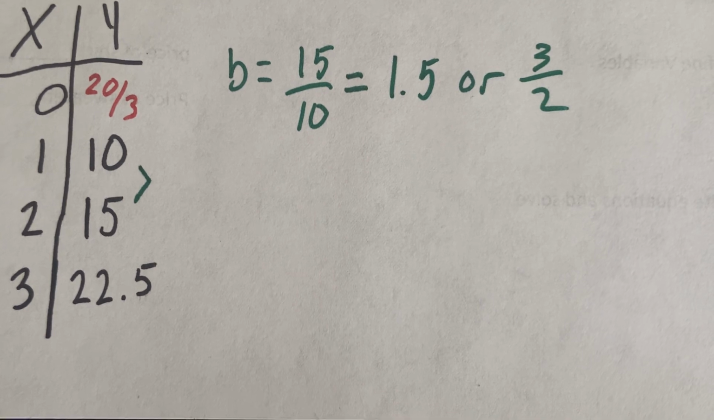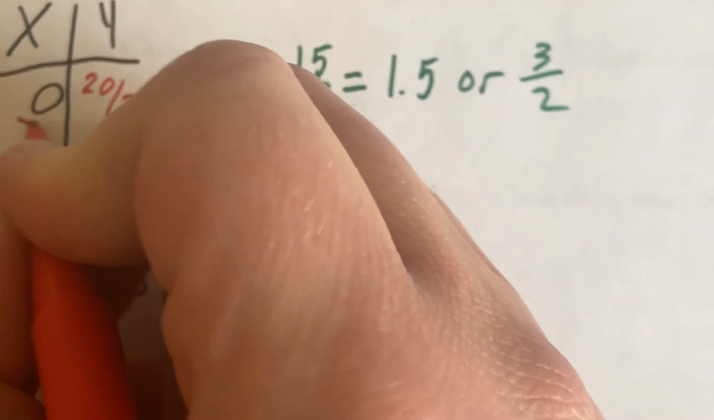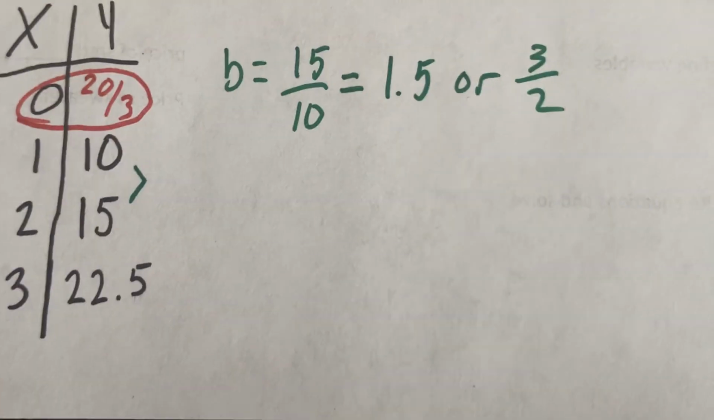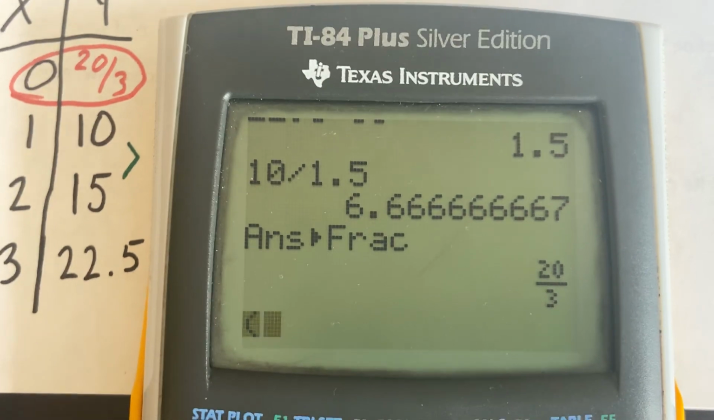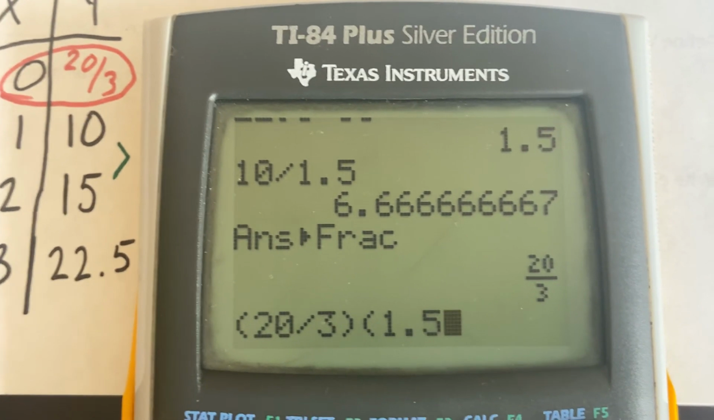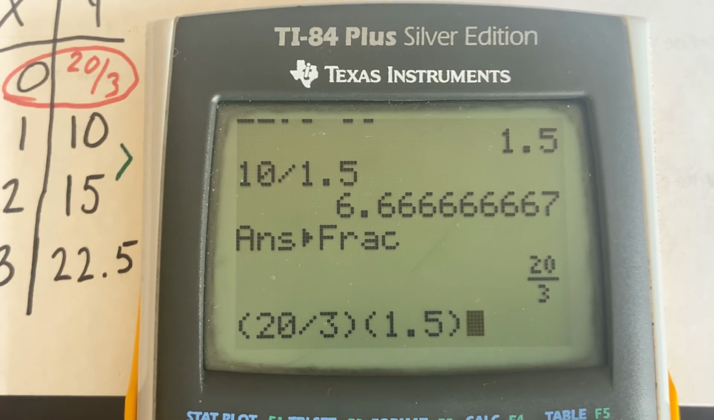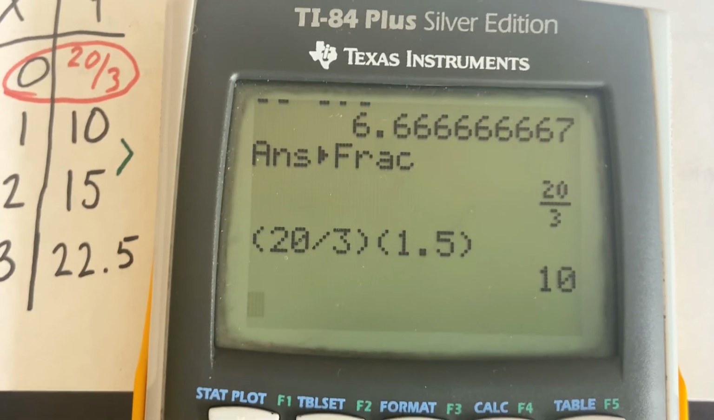But it's all the same thing, being able to use that multiplier to work up and down the table. So it looks like my a value is 20/3, and just to show you that it does work, it makes our table work there. If I take 20/3 and multiply by that multiplier we've been finding, that 1.5, it should take us to the next number in the table, 10. And you can see that it does.